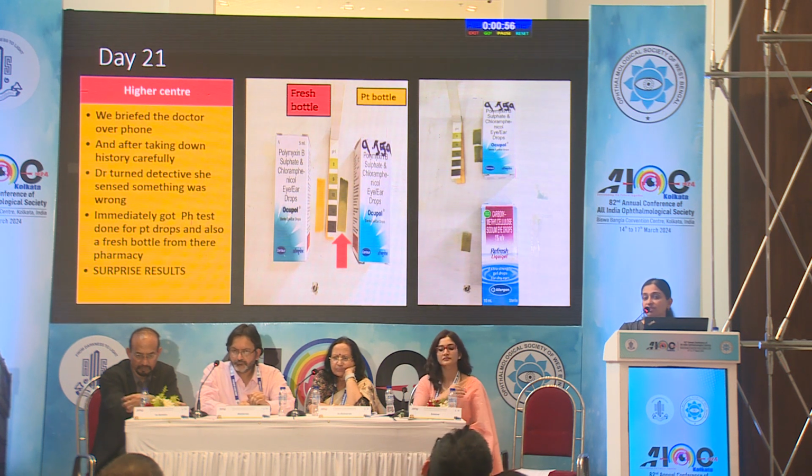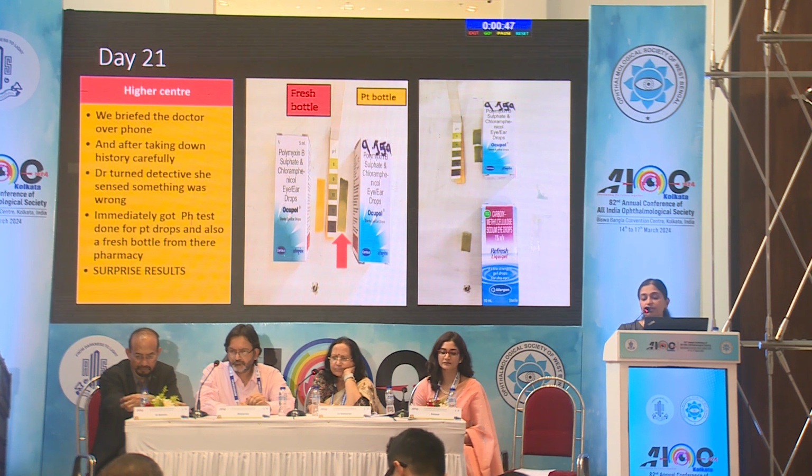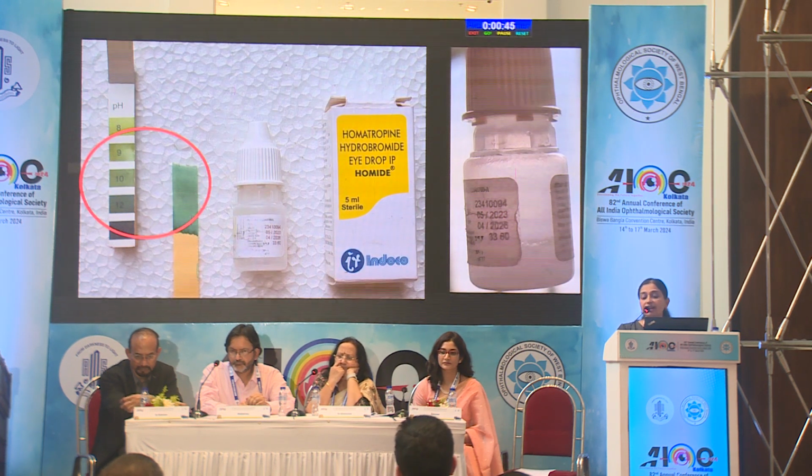She got an immediate pH test, which was done on both the drops. She got a fresh bottle and the patient's bottle, and surprisingly, the fresh bottle had a pH value of 7 and the patient's bottle had a pH value of 11. And immediately we had that in our lab, that homemade eye drops. We got the pH test done. Lo and behold, it was 10 and 11.